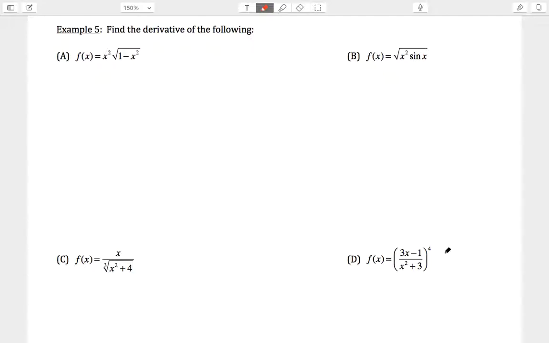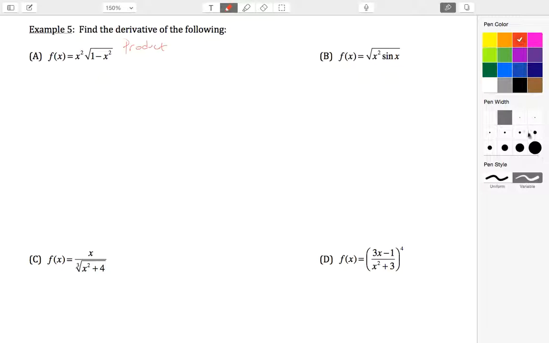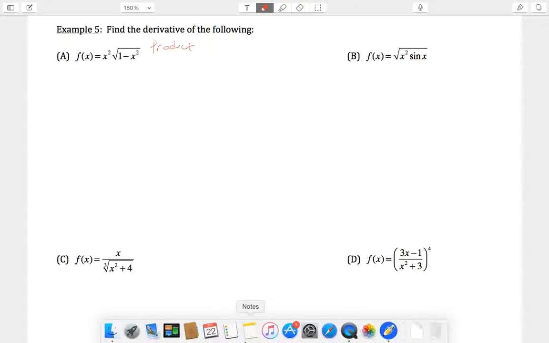All right, so let's talk about these real quick. This is a combo. What I have here is x squared times. Anytime you say times, you're going to take the product rule. So this is a product rule. I'll post them as pictures, as a PDF, and as the video. Okay, so it's a product.